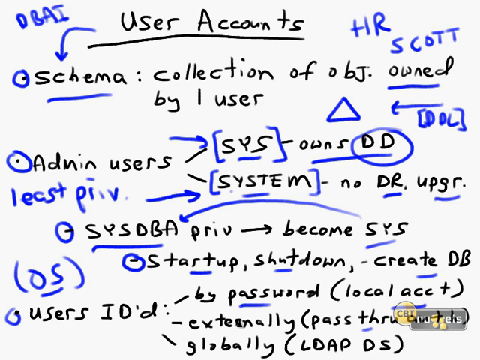Globally takes that a step further. Create user identified globally. This is where we're linking a user account into an Enterprise Lightweight Directory Access Protocol, or LDAP, directory system. This could be Oracle's own Internet Directory, or OID as it's called. It could be the Mac OS X's Open Directory. It could be commonly in Windows environments, Microsoft's Active Directory.